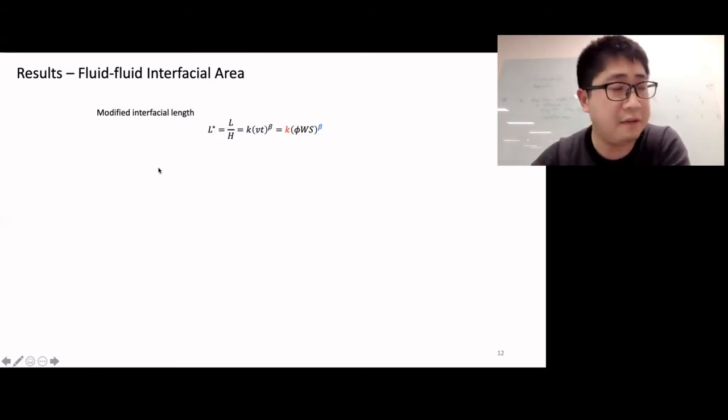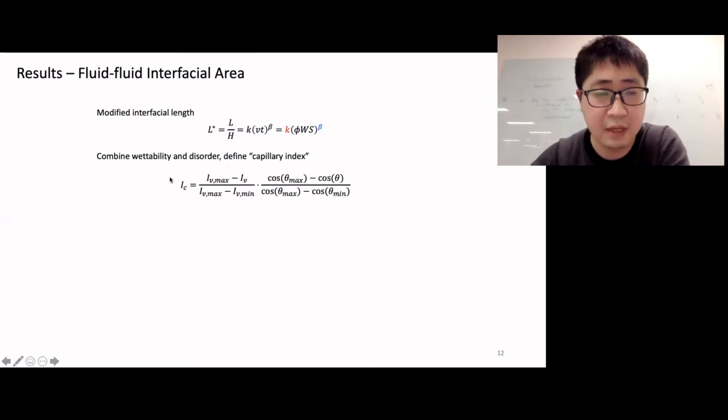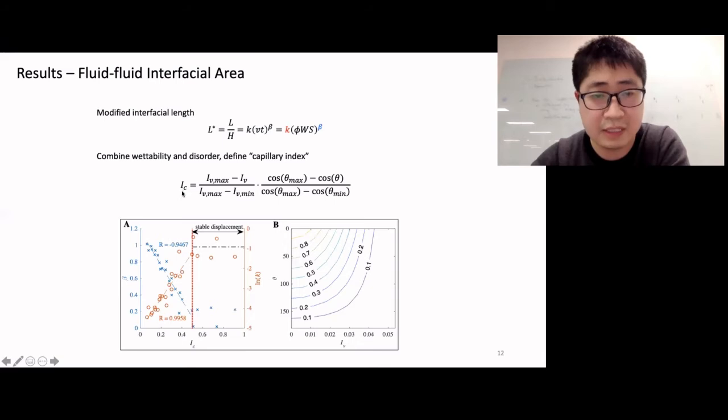So to combine the effect of disorder and wettability, we can introduce a capillary index. Then if we plot this capillary index and see how it correlates with the previously fitted K and beta, we see quite a strong correlation between beta, K and the IC value. We see that for IC smaller than 0.5, we have quite a strong linear relation here. And after 0.5, you see a very low beta number and a high K number.